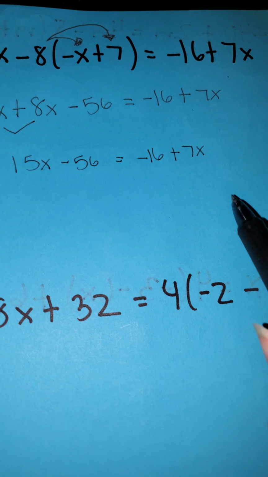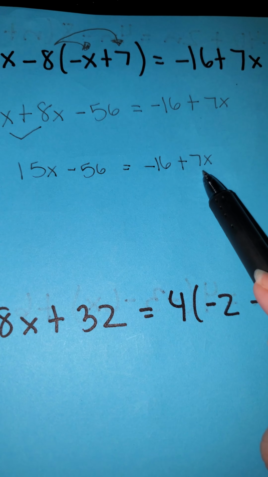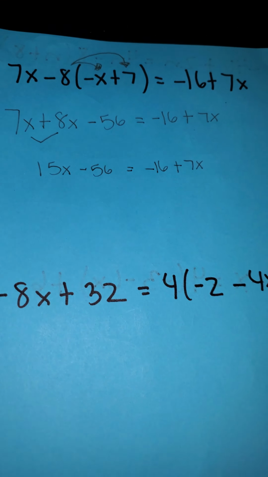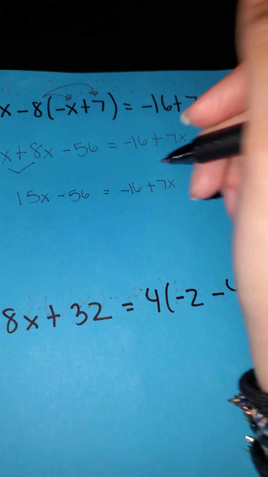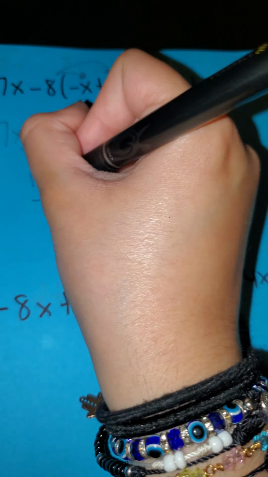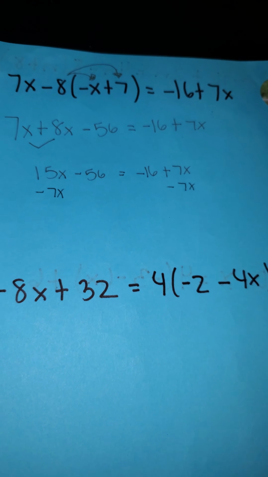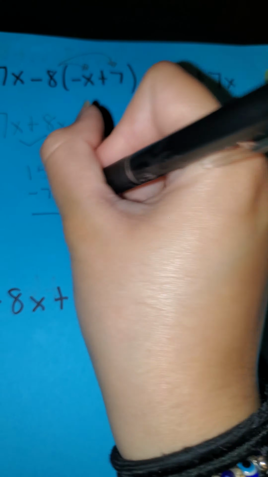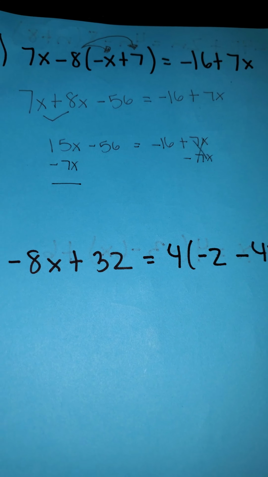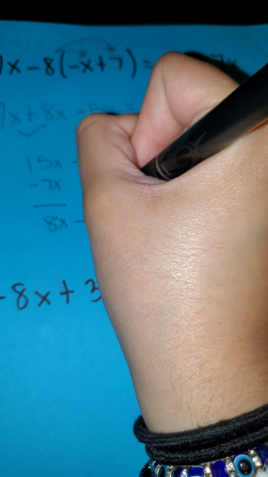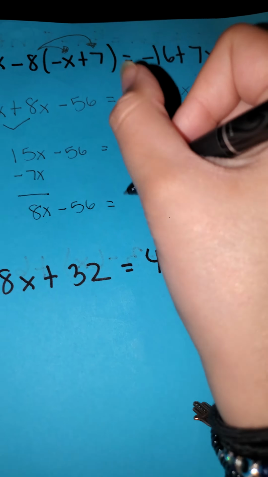So I want to move this 7x to this side, or you can always do vice versa. It is up to your decision which one you would like to do. In this case, I want to move this one. So I'm going to move this one to the other side. 7x minus 7x cancels out. Here I am left with 8x minus 56. Remember to bring everything down.